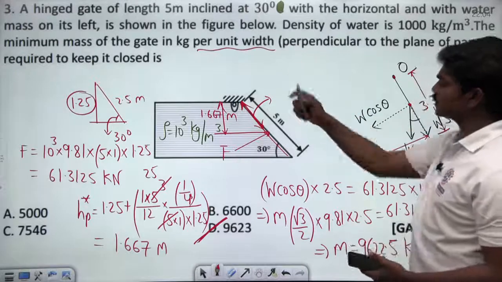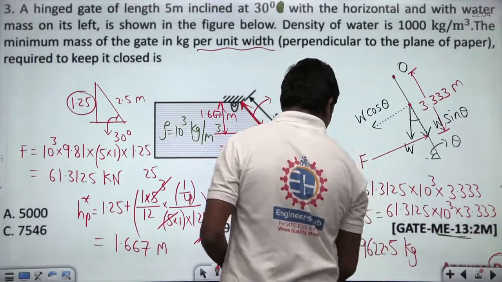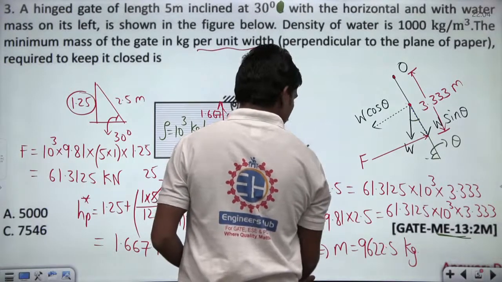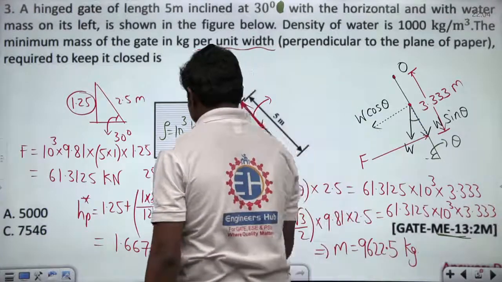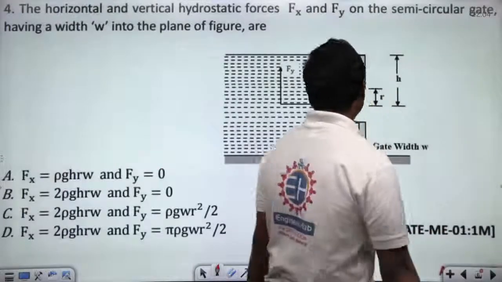So the mass of the plate per unit width is 9623 kgs. And they are asking the same thing. So 9622.5 is what we got. So as per the given options, you can choose 9623 kgs, and this is the answer, of course. So 9623 is the correct answer. Good. Let's go for this next question.